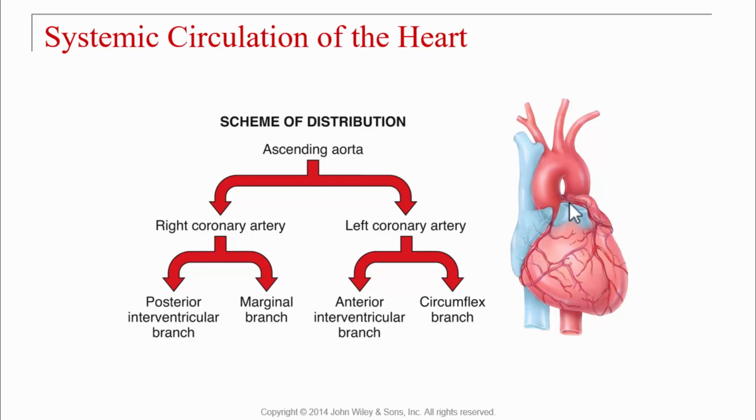And then with the left coronary artery, we're going to have the anterior interventricular branch in the front, also called the LAD, the left anterior descending artery. And then we have an artery that goes around to the back, and that's going to be the circumflex branch. Okay, so right coronary artery, marginal branch, going around to the back, posterior interventricular branch. Left coronary artery, continuing in the front, anterior interventricular branch, going around to the back, the circumflex branch.